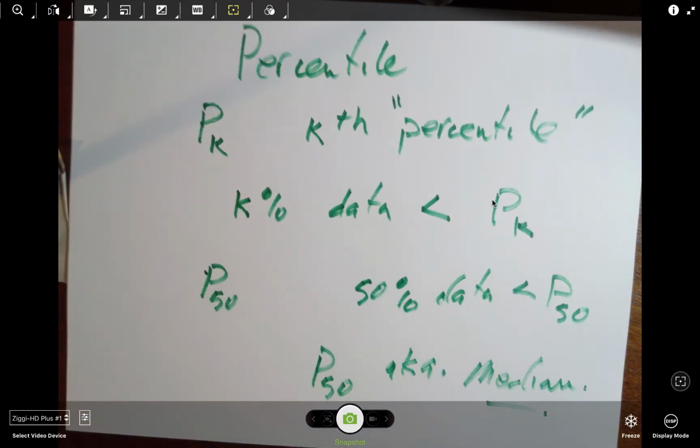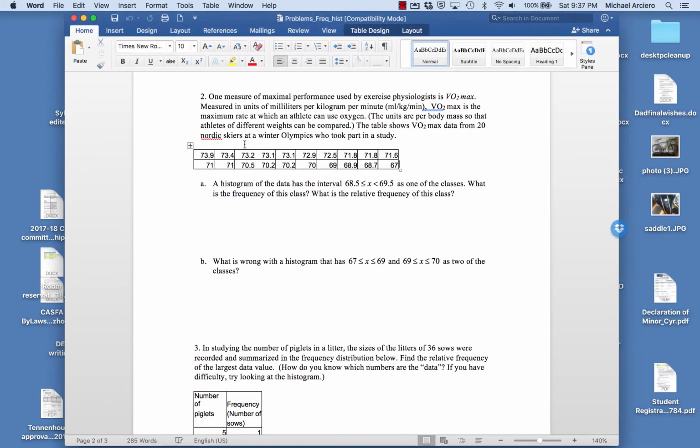All right? Let's look at an example. Here we have VO2 max for a bunch of athletes, elite Nordic skiers, who are known to have the highest VO2 max. It's a measure of the rate at which you can consume oxygen. So it's milliliters per kilogram per minute. Milliliters per minute is the rate, and then per kilogram normalizes it for body mass so that you can compare athletes of different weights.